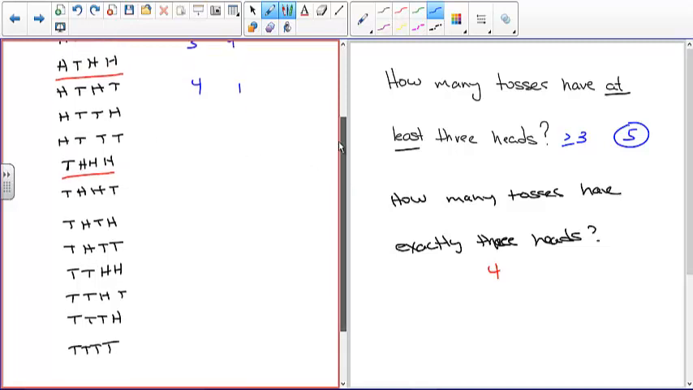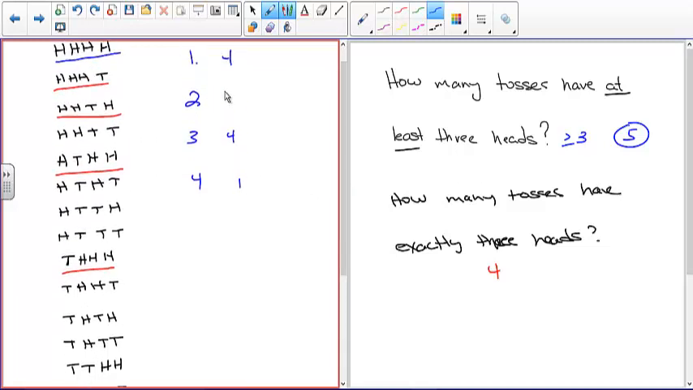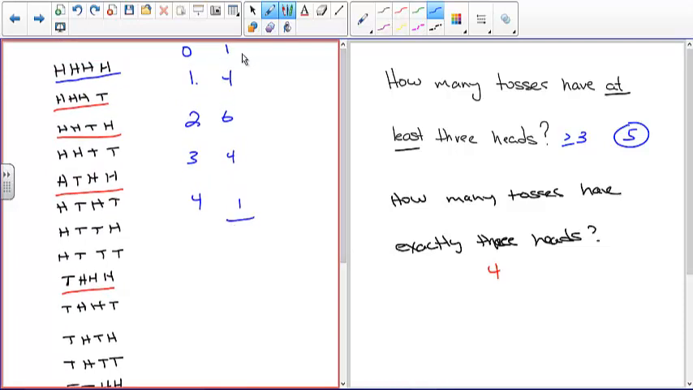And it turns out there are 6 that have exactly 2 heads. And if we add those all up, 1 plus 4 is 5. 5 plus 6 is 11. 11 plus 4 is 15. Plus 1 is 16. Okay, we have 16 total possibilities. One has 0 heads. One has 4 heads. 4 have 1 or 3 heads. You can see the symmetry, which is not surprising.